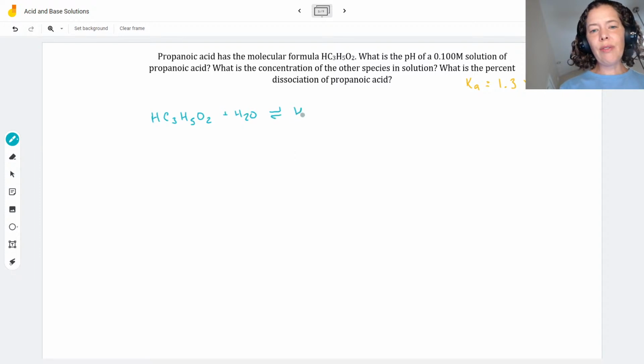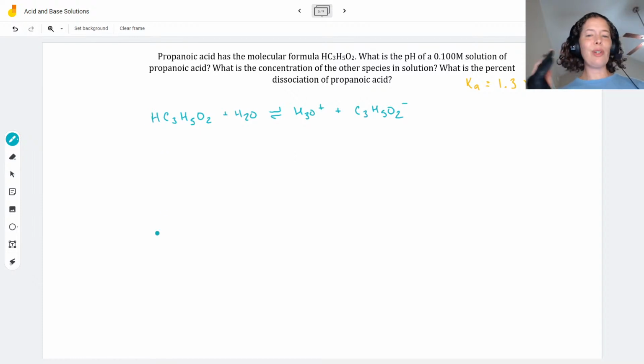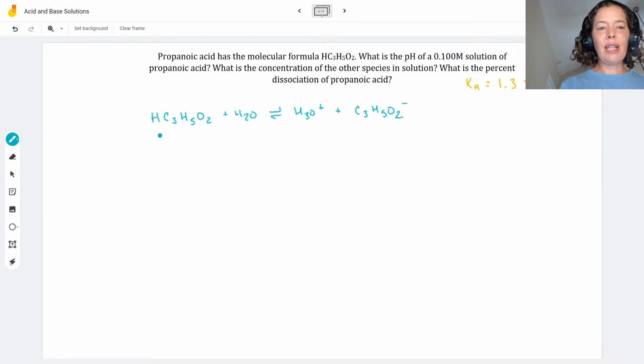Okay, so this is going to give us our hydronium ion, and then it's going to give us our conjugate base. And you can see I just dissociated this first proton right here again, which is why it is written in this manner. All right, so do we know either our number of moles of propanoic acid or our concentration? Going back to the problem, we know our concentration. So in terms of your ICE table, you can use either number of moles or concentration. Both of them are going to give you the same answer.